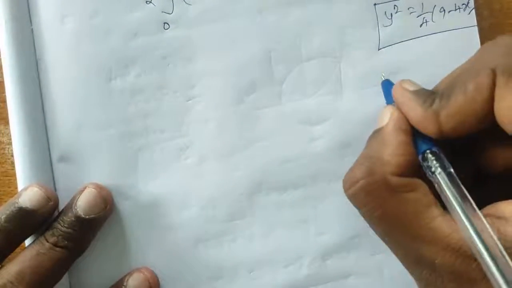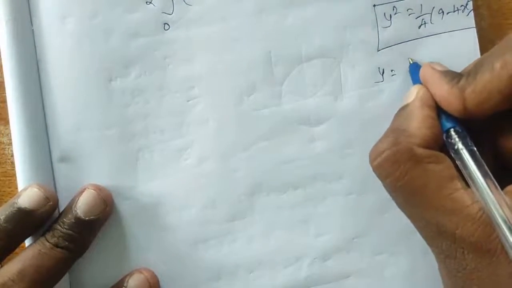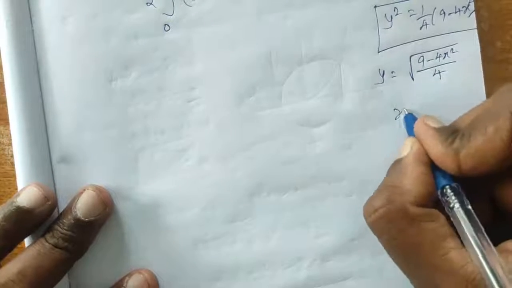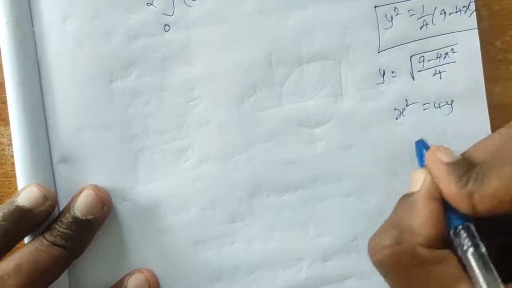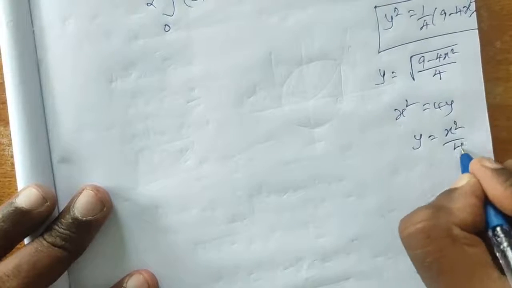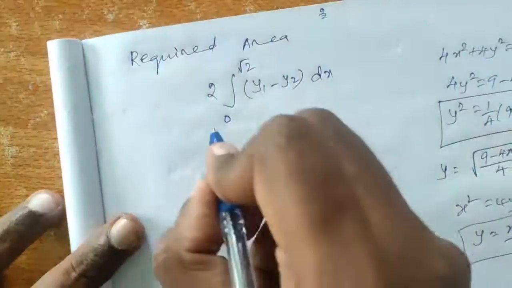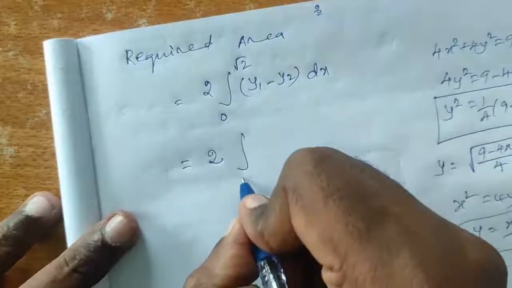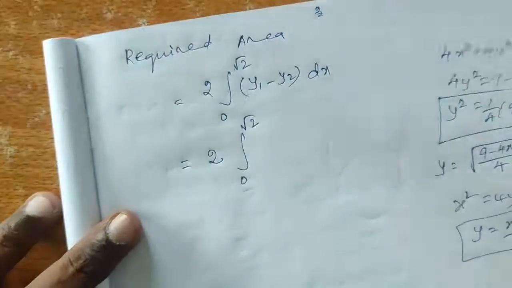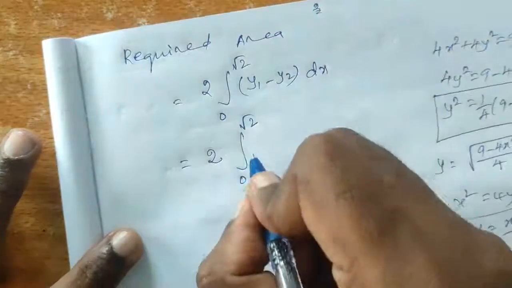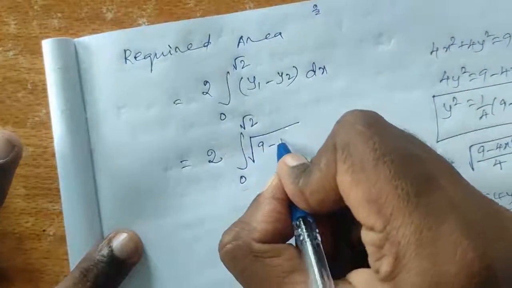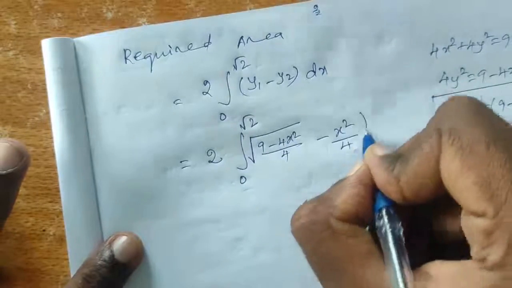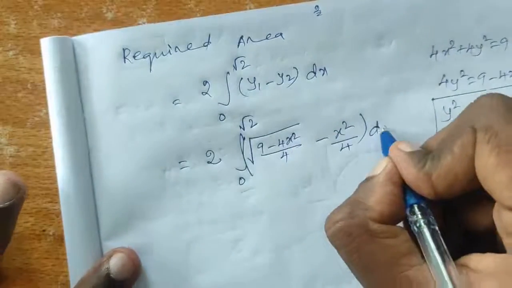Similarly, y is equal to root of (9 minus 4x square) by 4. And for the parabola, x square is equal to 4y, so y is equal to x square by 4. So we can substitute these in the area formula. So we will get 2 into integration 0 to root 2, y1 is root of circle (9 minus 4x square) by 4, minus x square by 4, into dx.